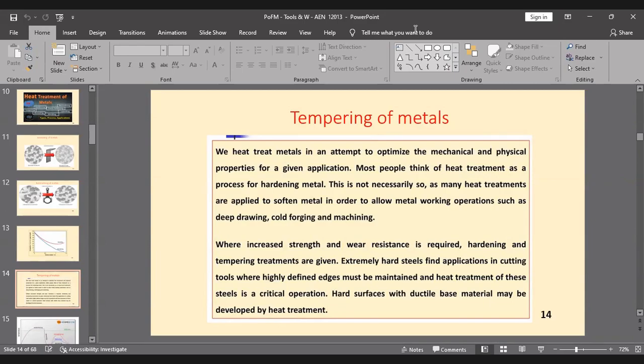We treat metals in an attempt to optimize the mechanical and physical properties for a given application. Most people think of heat treatment as a process for hardening metal. This is not necessarily so.